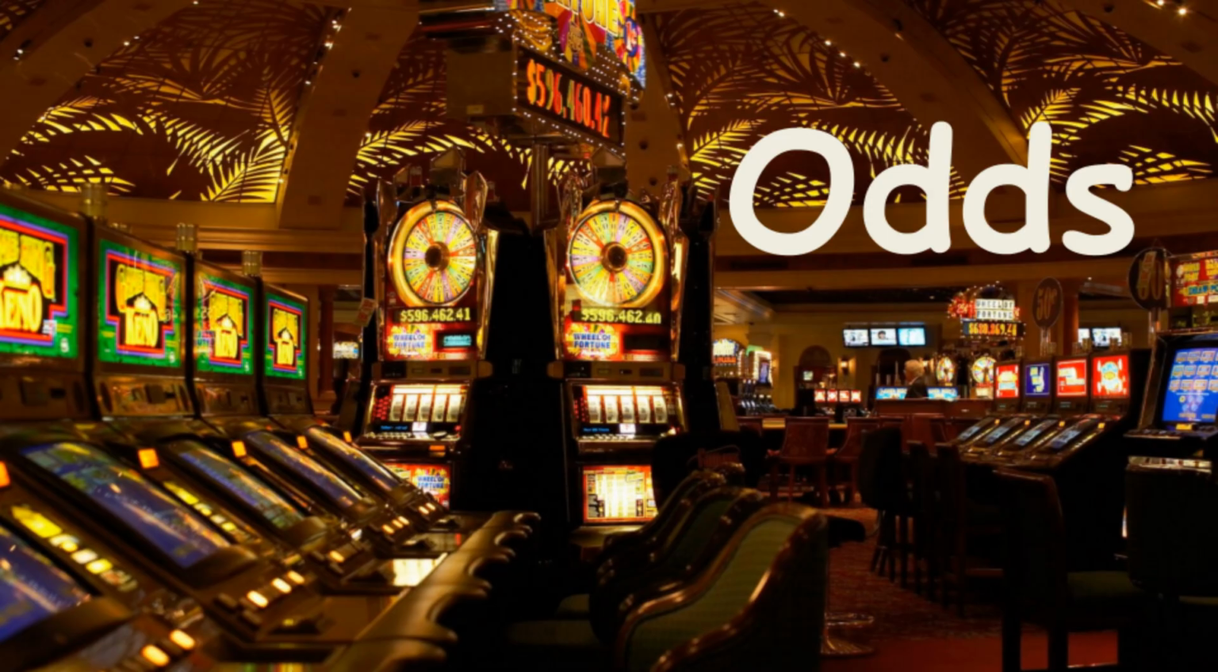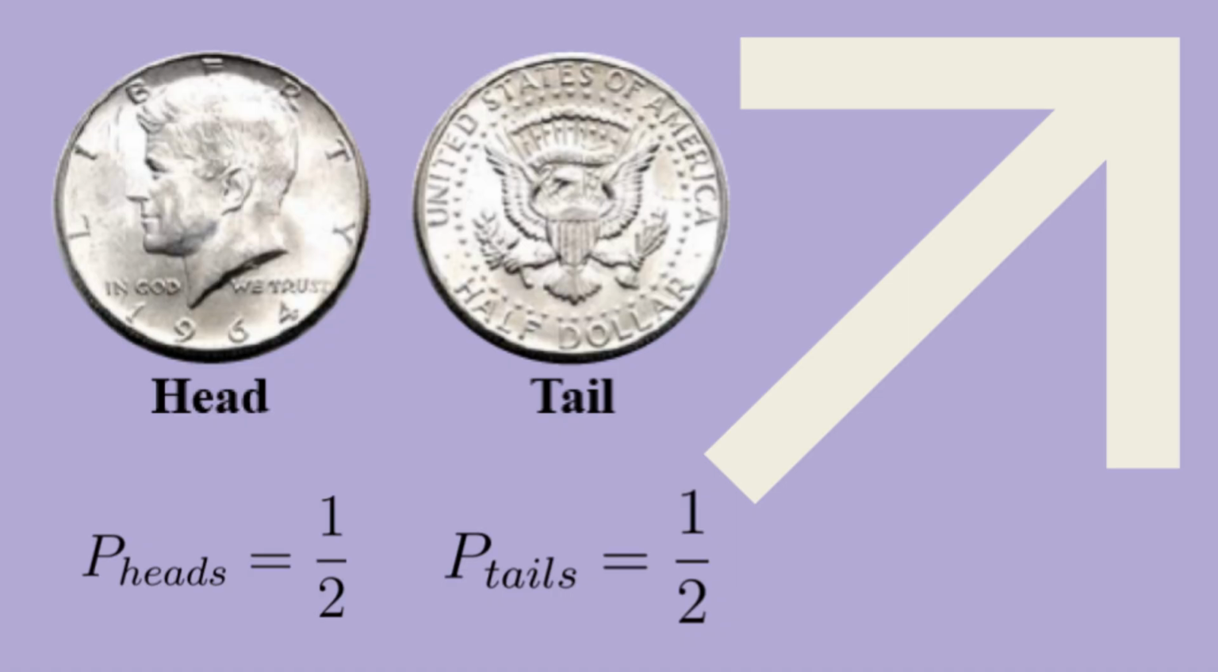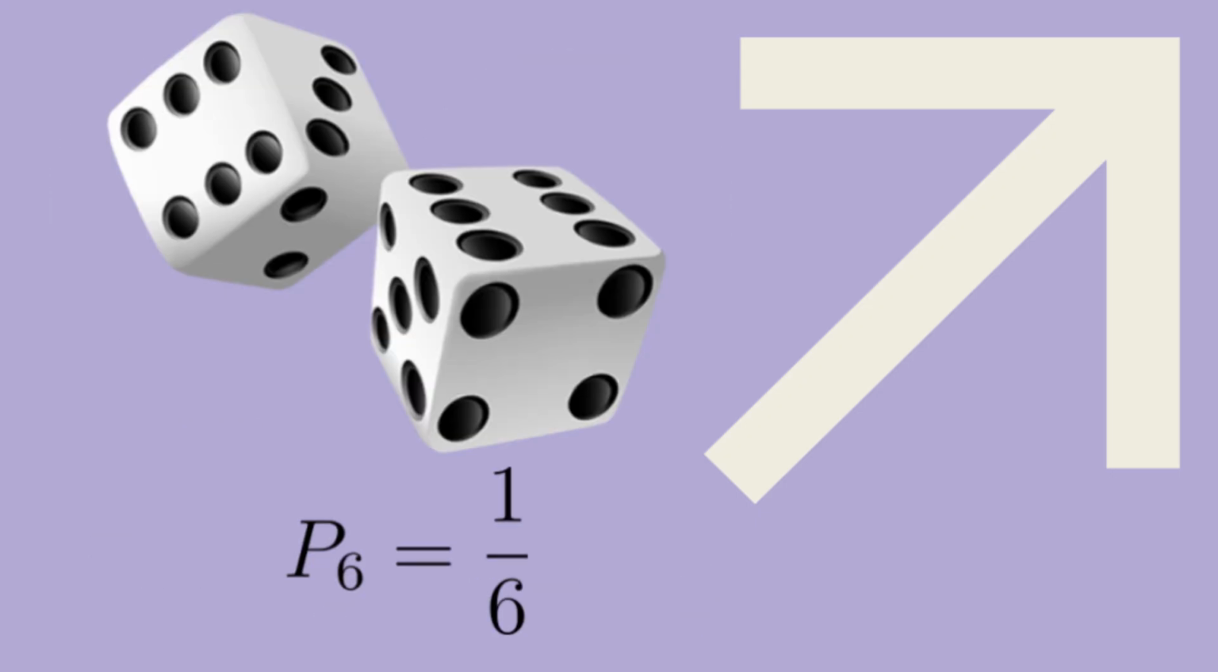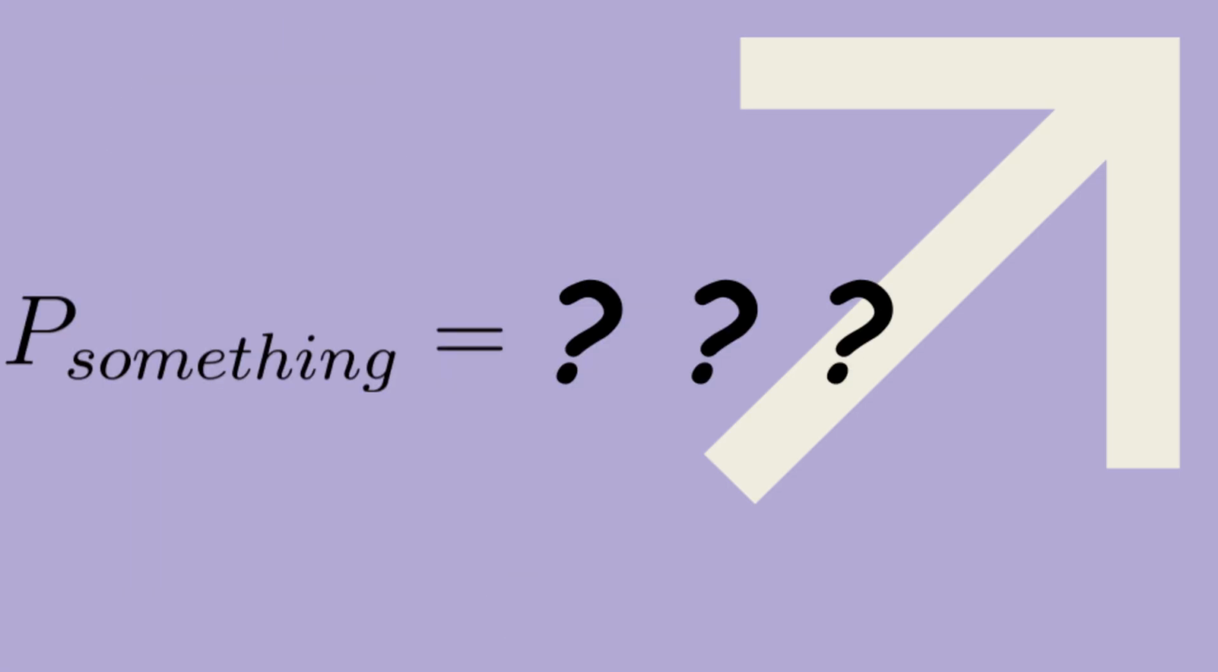What are the odds? Odds, or probability, is a way to refer to how likely an uncertain event is to occur. A simple coin flip has 1 over 2 odds of being heads or tails. Getting a 6 from rolling a 6-sided die is 1 over 6. Where do these numbers come from?